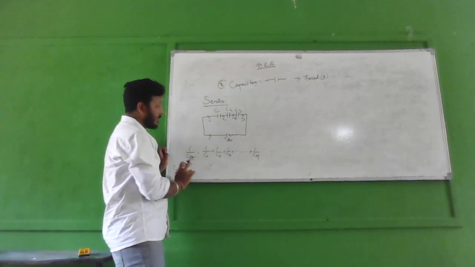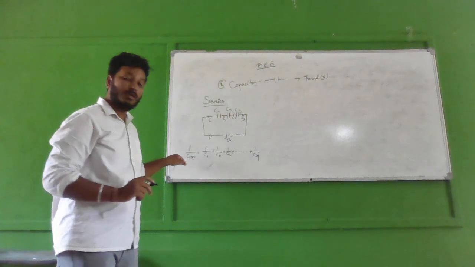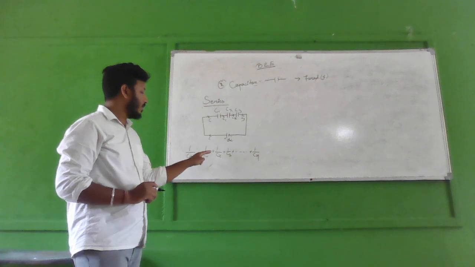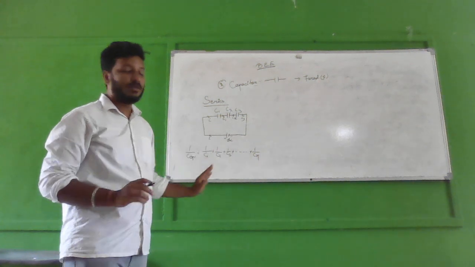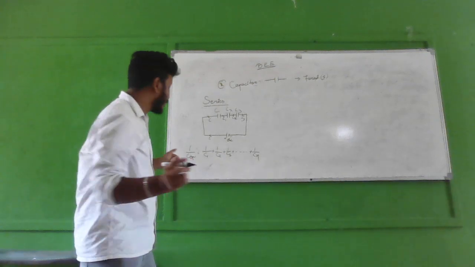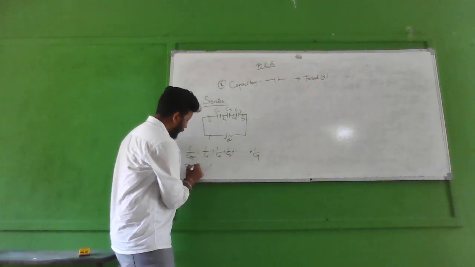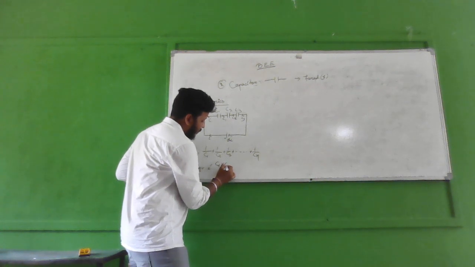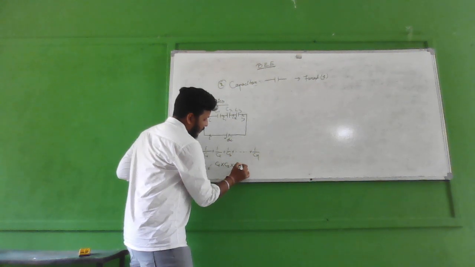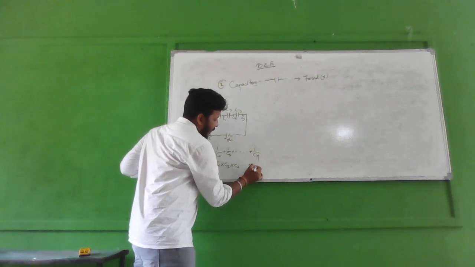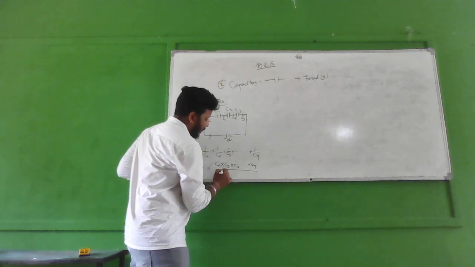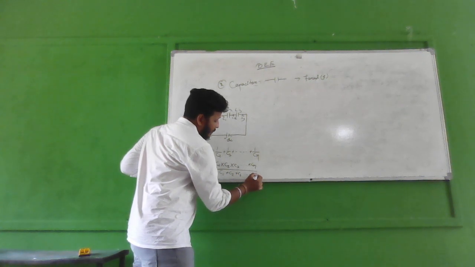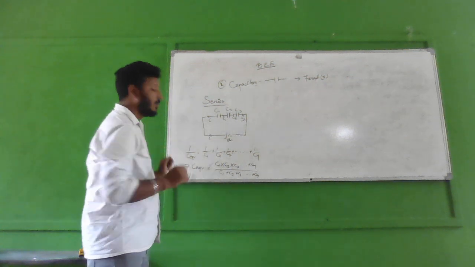As with resistors, we have the formula 1 by C equivalent equal to 1 by C1 plus 1 by C2 plus 1 by C3. But we want C equivalent, so we invert to get C equivalent equal to C1 into C2 into C3 up to Cn, divided by C1 plus C2 plus C3 up to Cn. This is the formula for C equivalent.